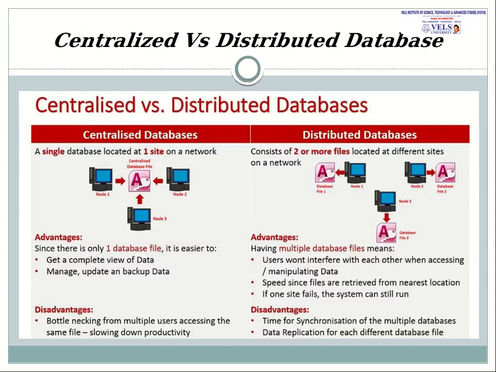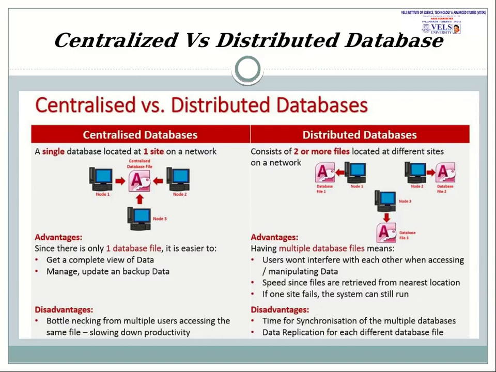The different tables reside in this centralized database. You can easily view the database, and managing, updating and backing up data is easier compared to a distributed database. The disadvantage is bottlenecking from multiple users accessing the same file, which slows down productivity. Distributed databases consist of two or more files located at different sites of a network.